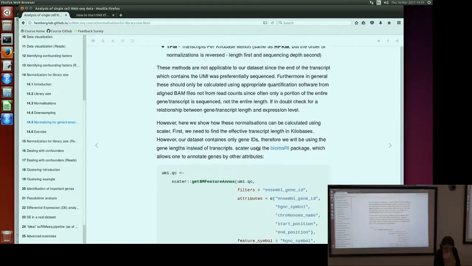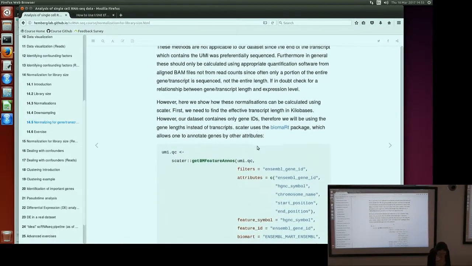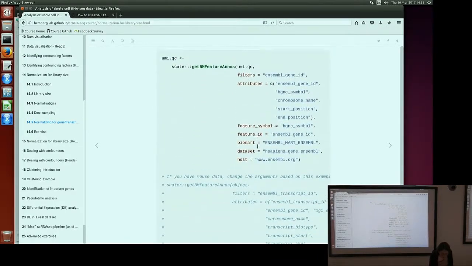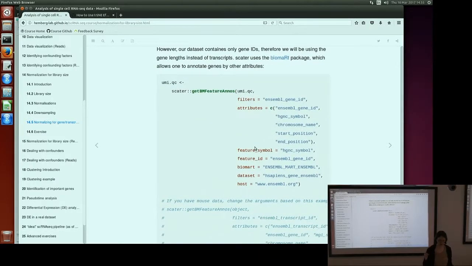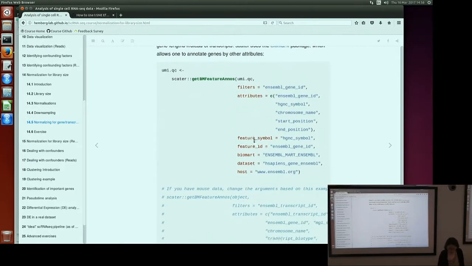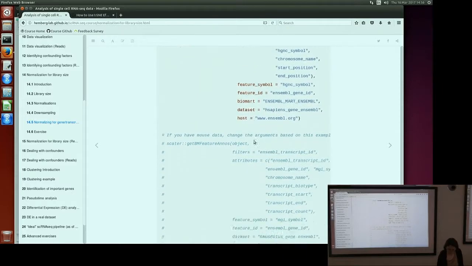So here, I believe we're going to check if we have a correlation between gene length and expression level. First we have to get the gene lengths from Ensembl, and that's how you do that using Scater, which is much simpler than having to do it by yourself, from BioMart.